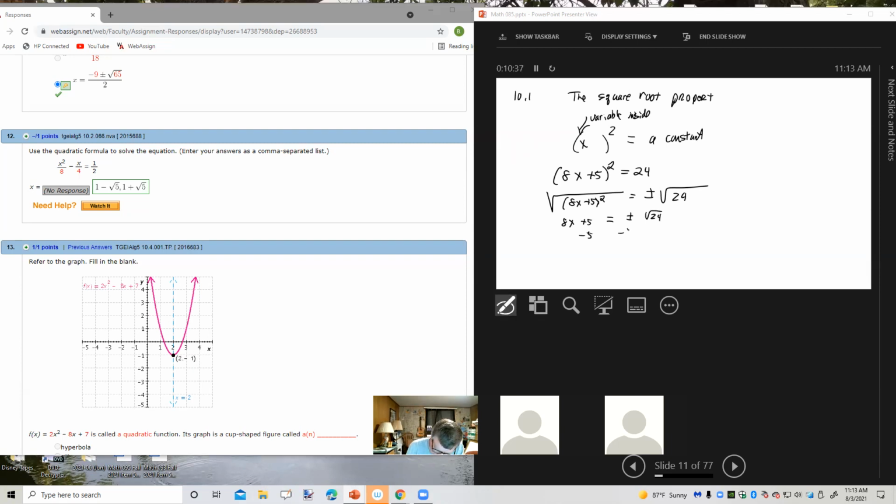We're going to subtract 5 from both sides. 8x equals negative 5 plus or minus the square root of 24. We're going to divide both sides by 8. X equals negative 5 plus or minus the square root of 24 over 8. However, we can take the square root of 24 and break it down into the square root of 4 times 6. The square root of 4 is a 2 outside. So this goes right there. X equals negative 5 plus or minus 2 square roots of 6 all over 8.